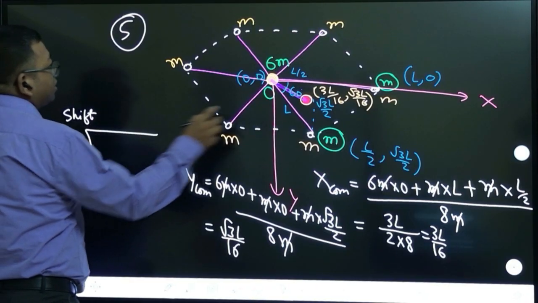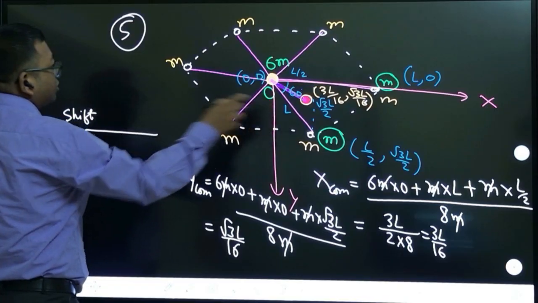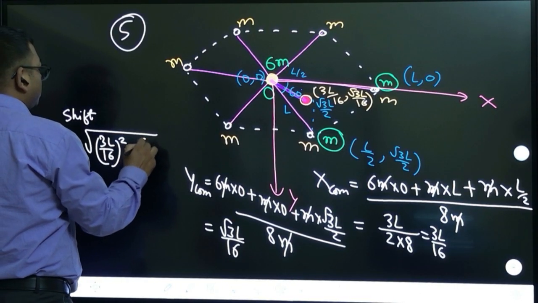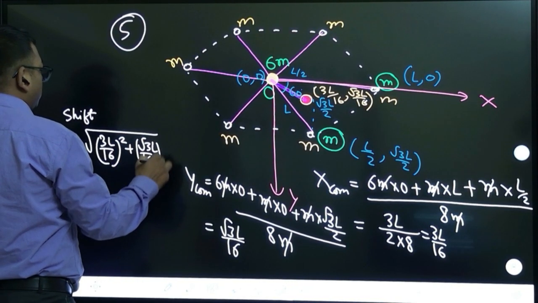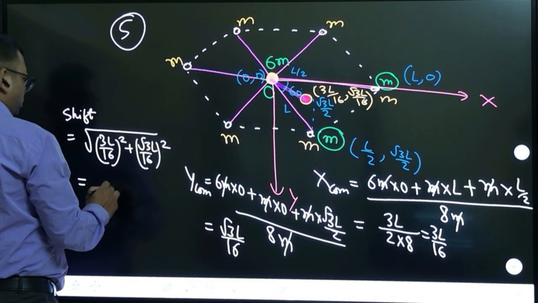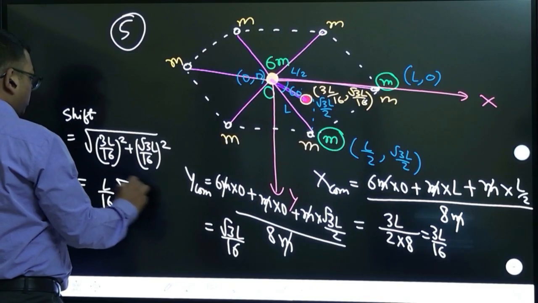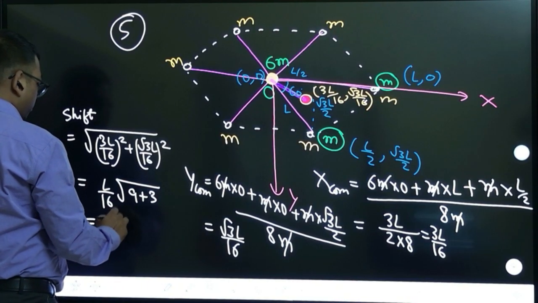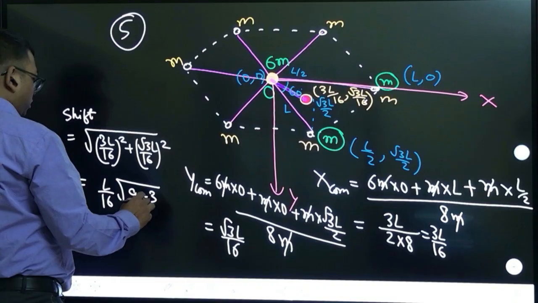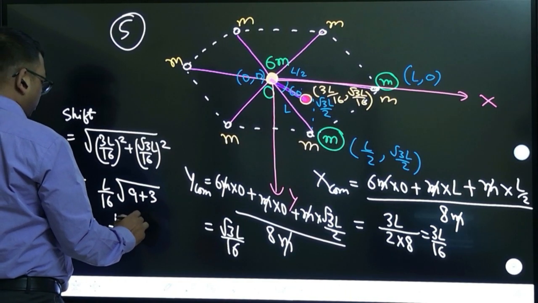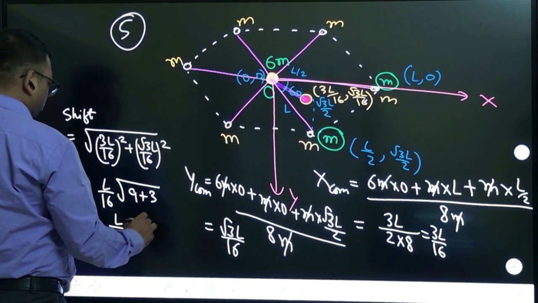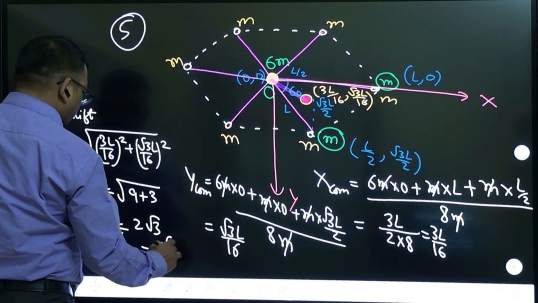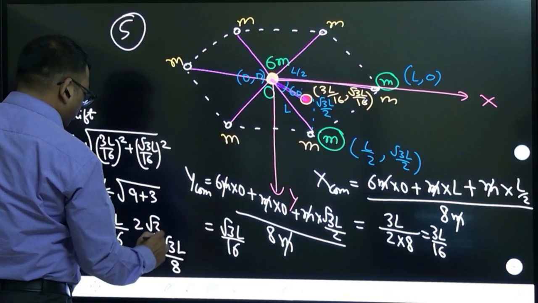So root under, anyway this is 0 0, so this is square plus this is square. So 3L by 16 whole square plus root 3 L by 16 whole square. Calculate. 16L by 16 will come out. This will be 3 square, 9, plus root 3 square will become 3. So L by 16, 9 plus 3, 12. 12 can be written as 2 root 3. So 2 can be cancelled here. So root 3 L by 8. That will be the answer.